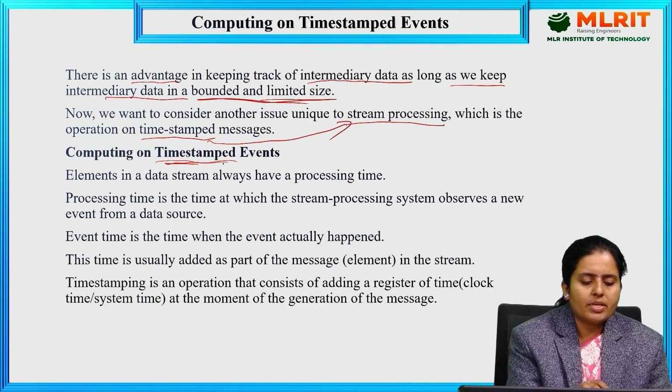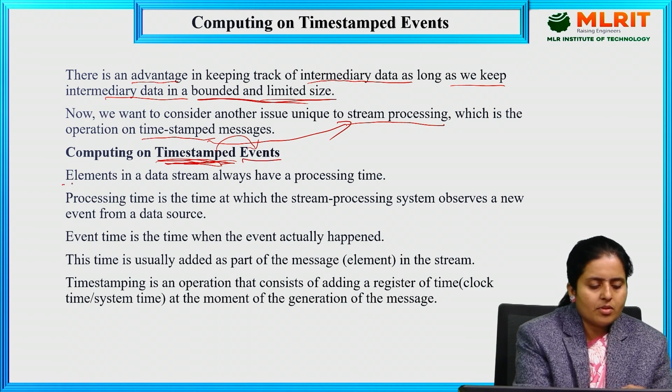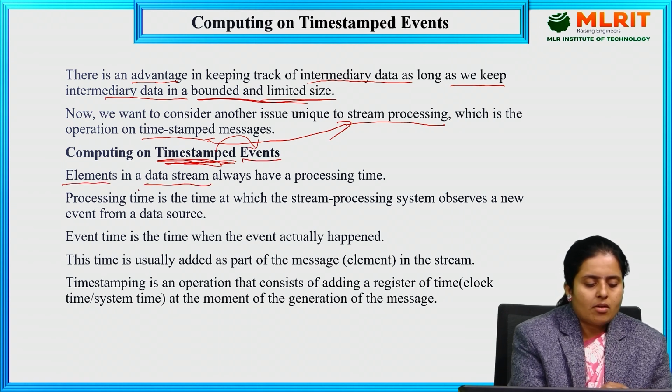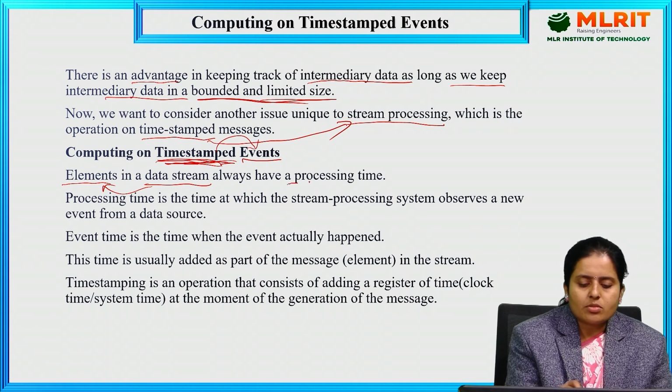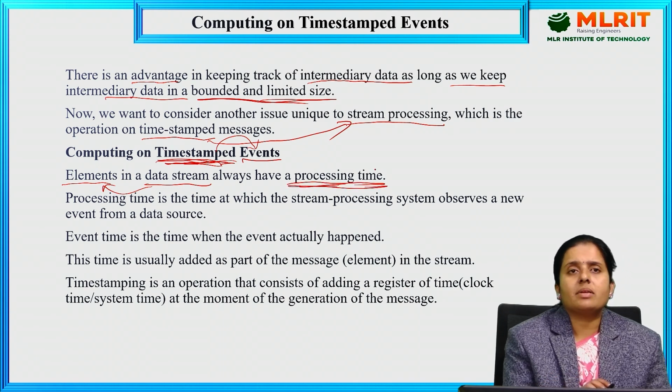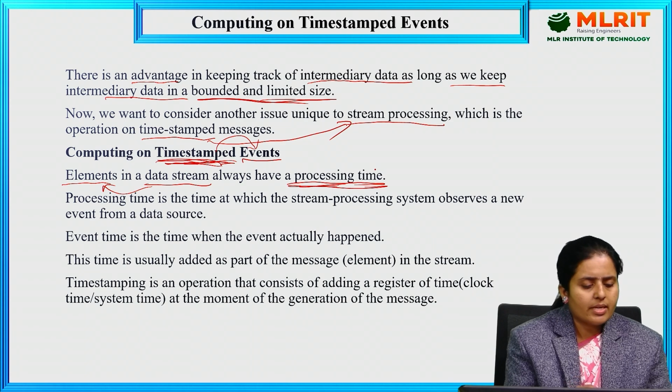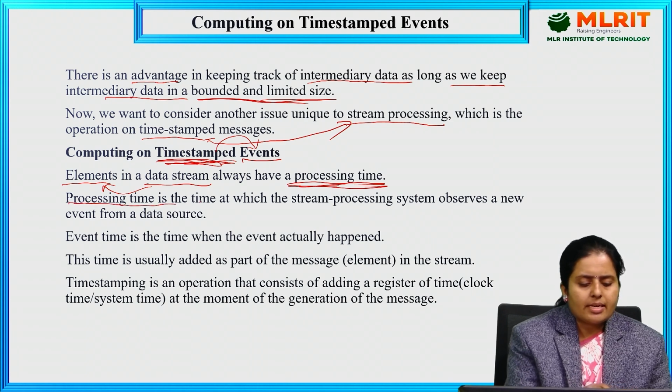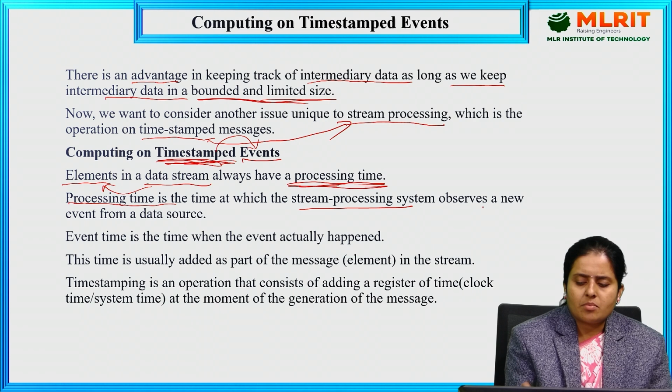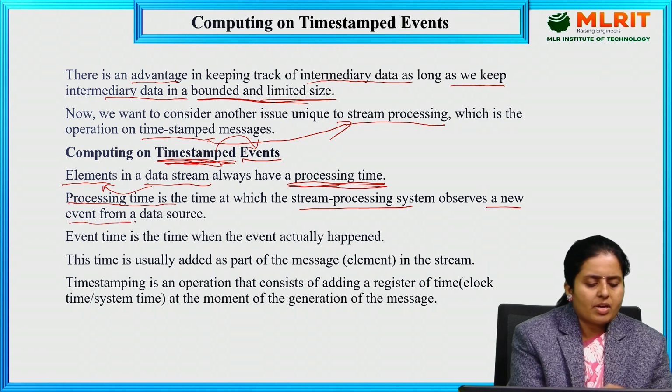Here I'm just integrating a timestamp with each and every event, with the elements in a data stream. In one data stream, all the elements always have a processing time. All the elements have their respective processing time. Processing time is the time at which the stream processing system observes a new event from a data source.